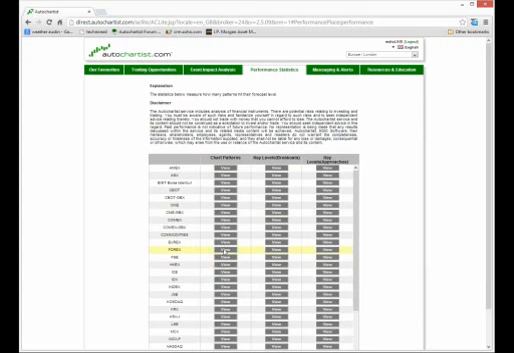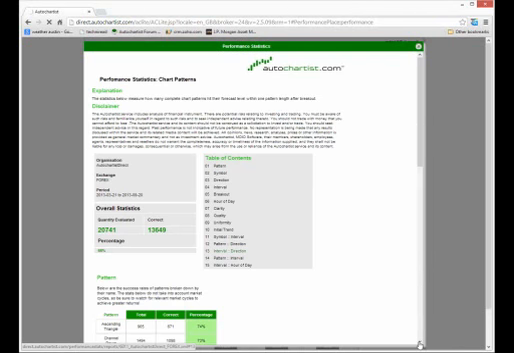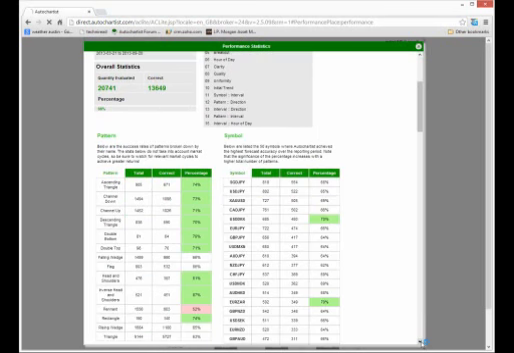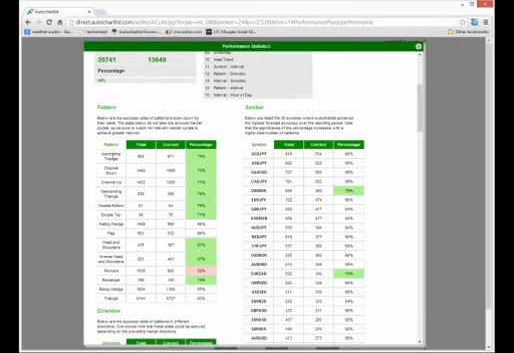If we look, in contrast, at the chart patterns, you can see that the ascending triangle has done really well. Descending triangle done well, double tops done well, double bottoms done well.